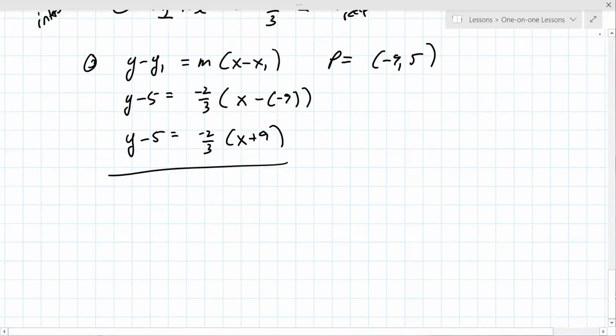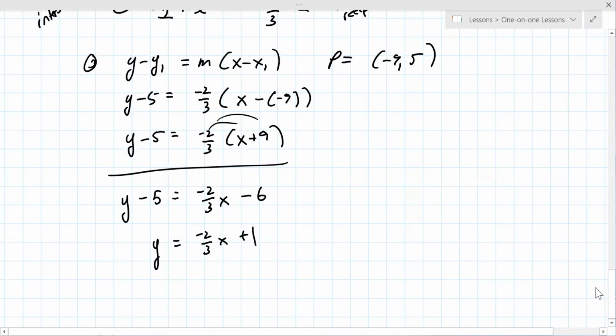My recommendation, as before, is to solve these for y. So this is y minus 5 equals minus 2/3 x minus 6. When you multiply negative 2/3 in, you get minus 6. Add 5 to both sides, so y equals negative 2/3 x plus 1.